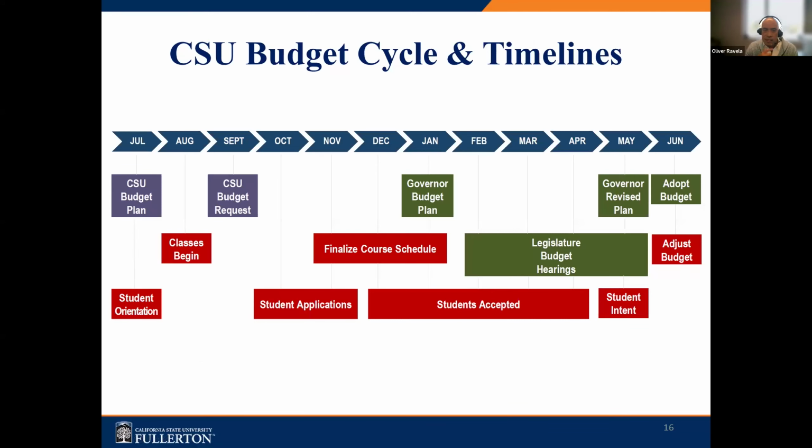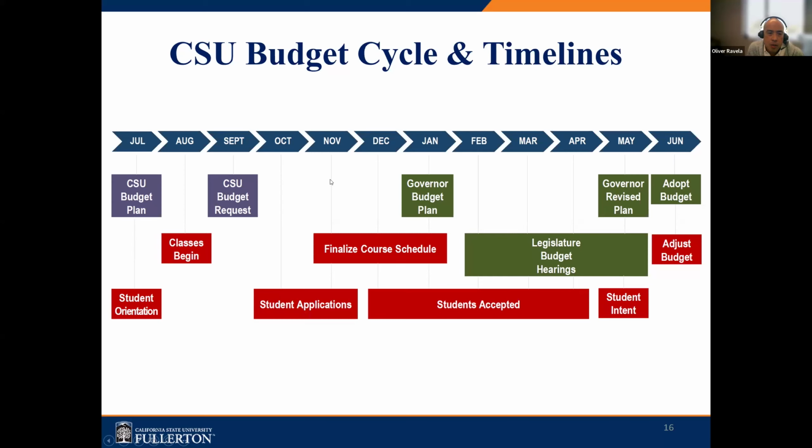So in this section, we're talking about how the budget starts from the state level, is filtered down through the system, and then ultimately to Cal State Fullerton. In really July, and even earlier, the CSU begins formulating its budget ask, its budget request, and in September, the CSU submits a budget request as part of its budget cycle.